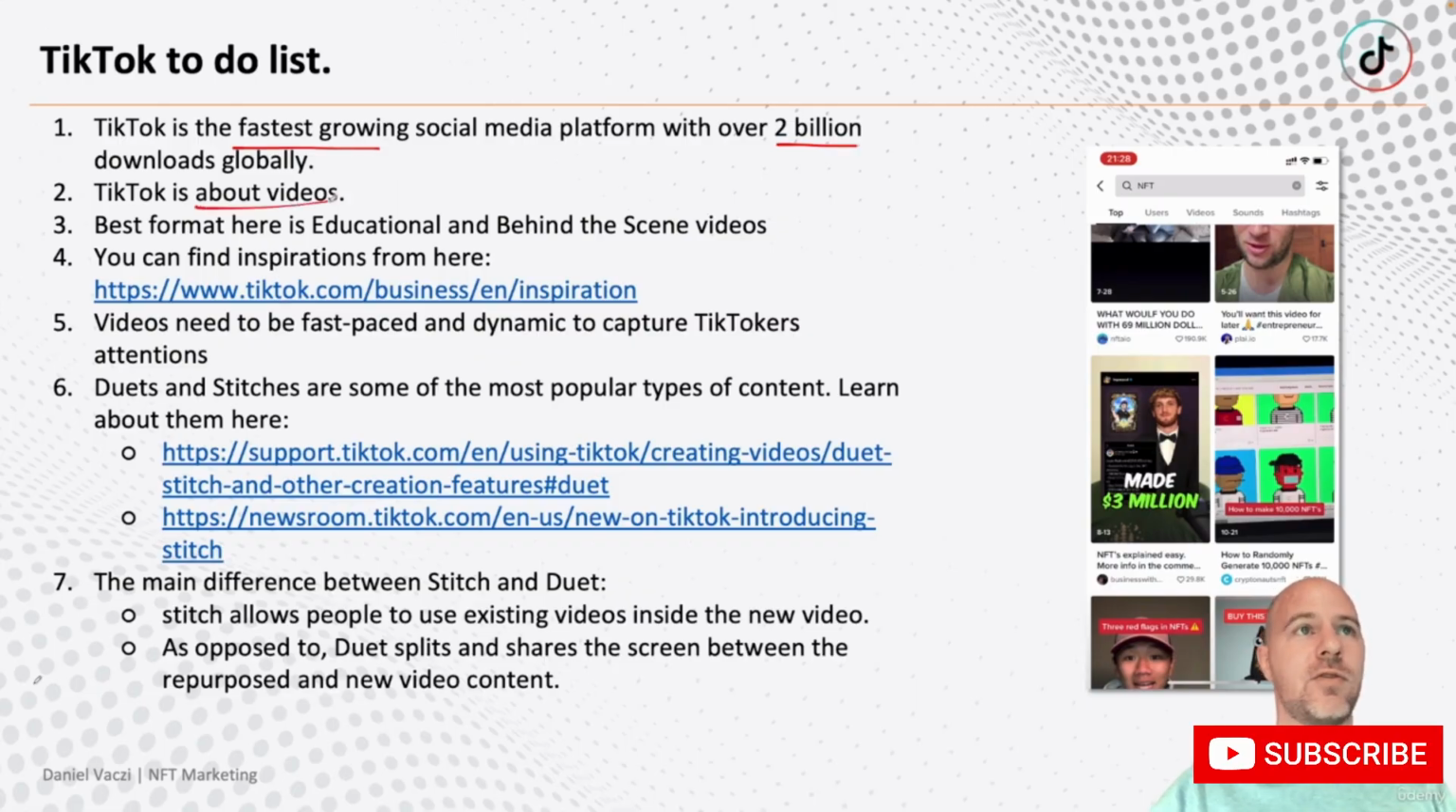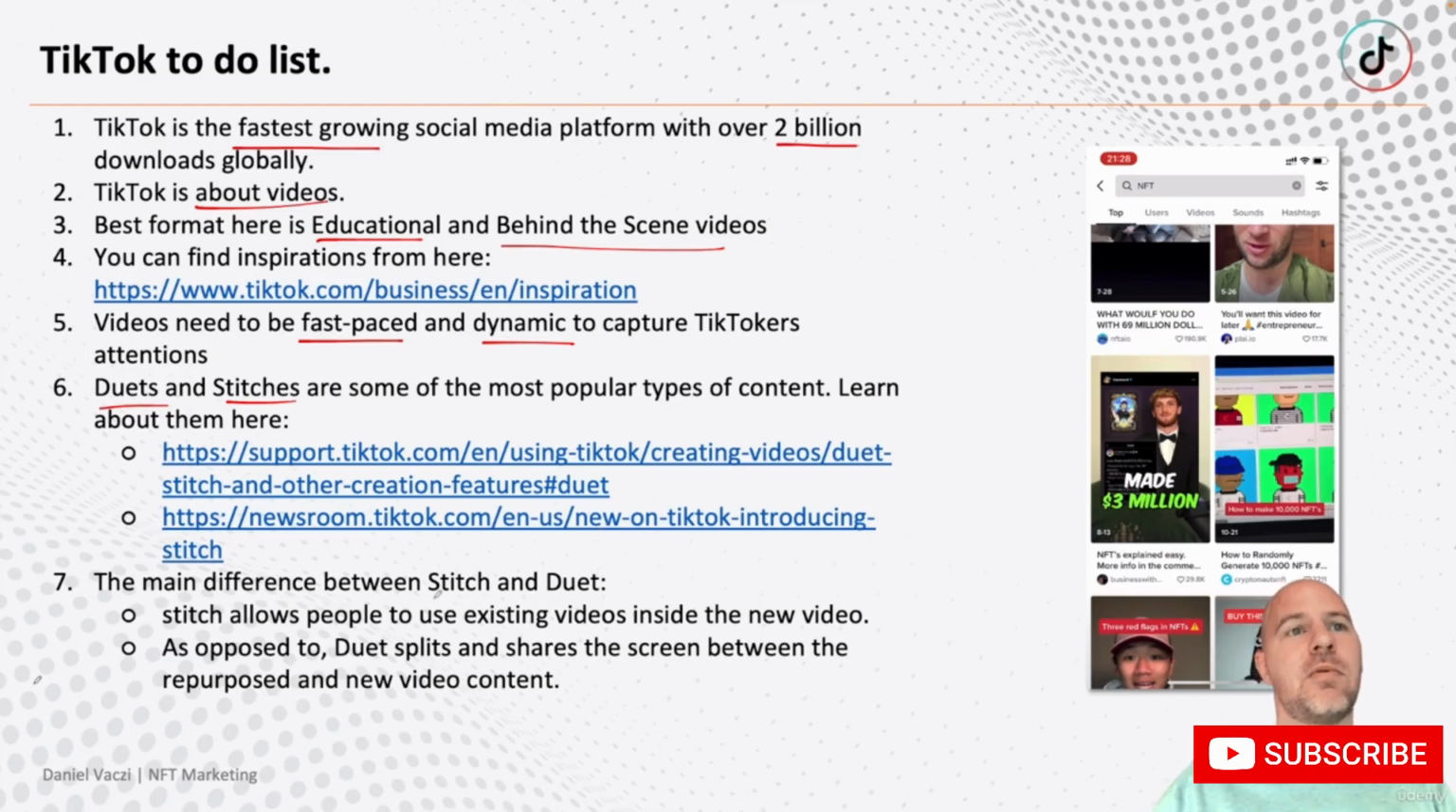TikTok is about videos, of course. Best format here is educational and behind-the-scene videos. You can find inspiration here. Actually, TikTok provides a pretty good guide on what works well on TikTok. Videos need to be fast-paced and dynamic to capture attention, and it's really hard to capture attention these days, especially for this young audience. Duets and stitches are the most popular types of content. You can learn about these different types of content through these links.